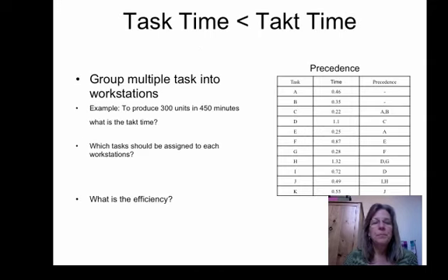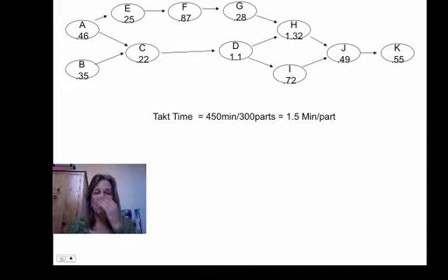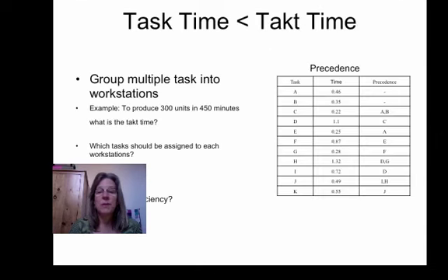When we look at an example, the goal here is to group all of these tasks, A through K, into workstations. They each have this amount of time that's required, and then there's a precedence. Like task C can't be done until A and B are finished. Task D can't be done until C is finished. In this case, we want to produce 300 units in 450 minutes. So we go ahead and calculate the takt time. Oh, I shouldn't have done that. Takt time is 1.5 minutes per part, because that's 450 divided by 300.